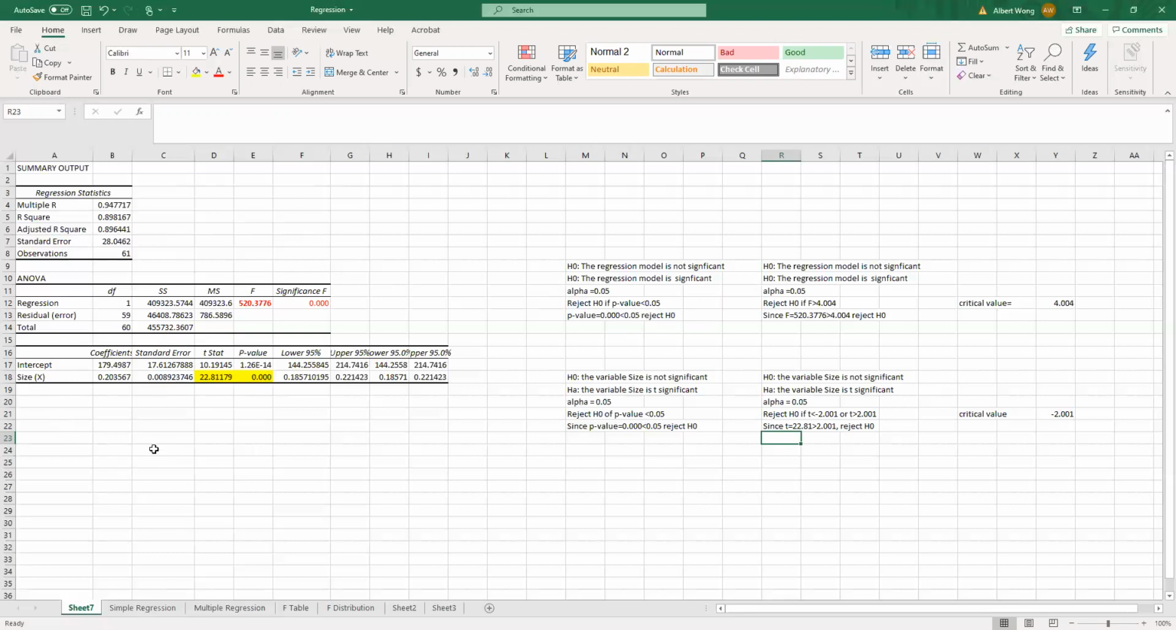So that concludes the example for the simple regression. In reality, we actually would have several independent variables, 2 or more independent variables. So the next example we're going to look at is what we call multiple regression, when we have more than one independent variable.